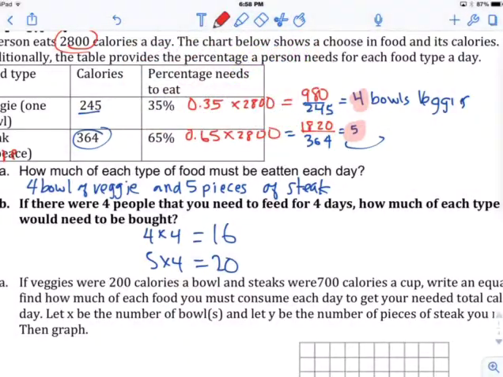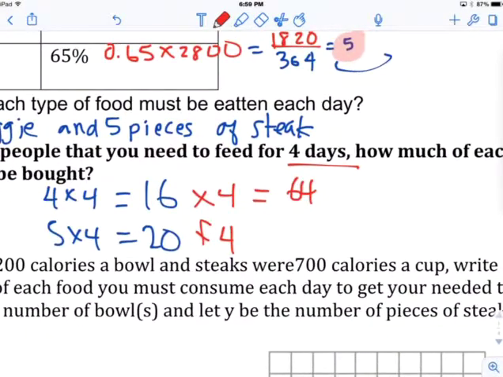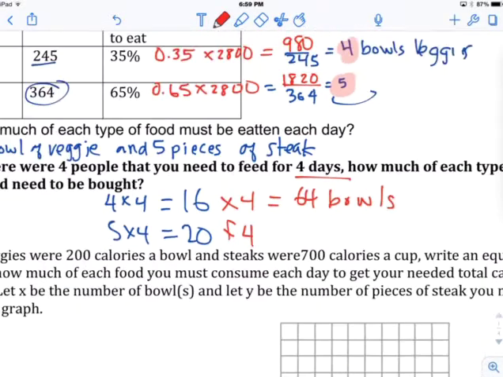Okay, and then you times it for another 4 days, times it by 4 days. You need 64 bowls of veggies, and 80 pieces of meat.